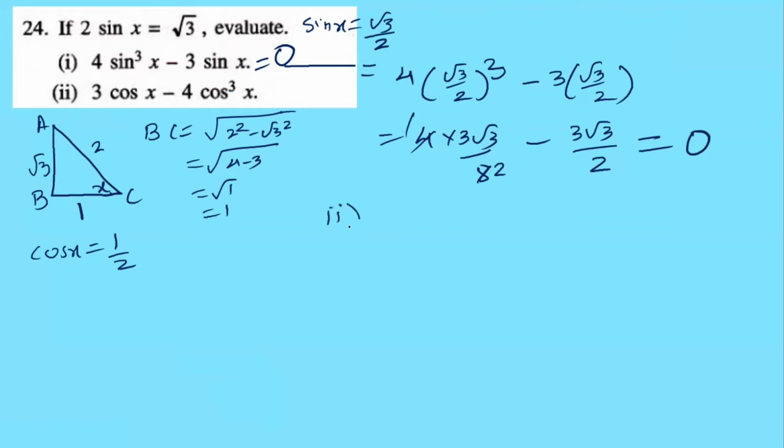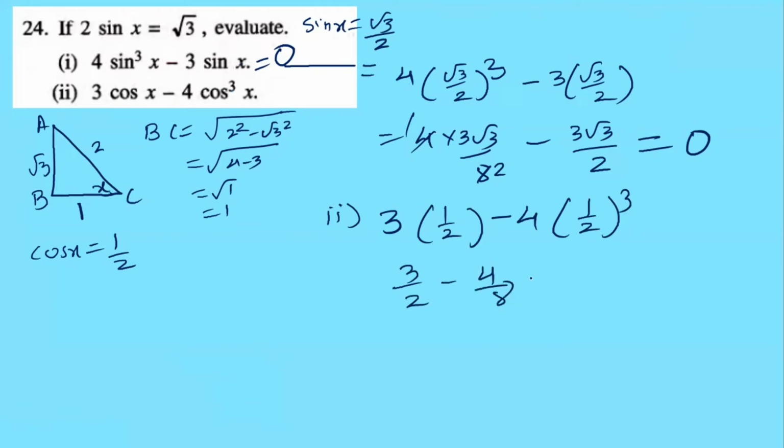Let us start with the second part, 3 cos x. So cos x is 1 by 2, minus 4 cos cube x, that is 1 upon 2 cube. So which is 3 by 2 minus 4 upon 8. 2 cube is 8. 4 ones are 4, 4 twos are 8. So this is 3 by 2 minus 1 by 2, that is 2 by 2, which is equal to 1. So we are done with question number 24.